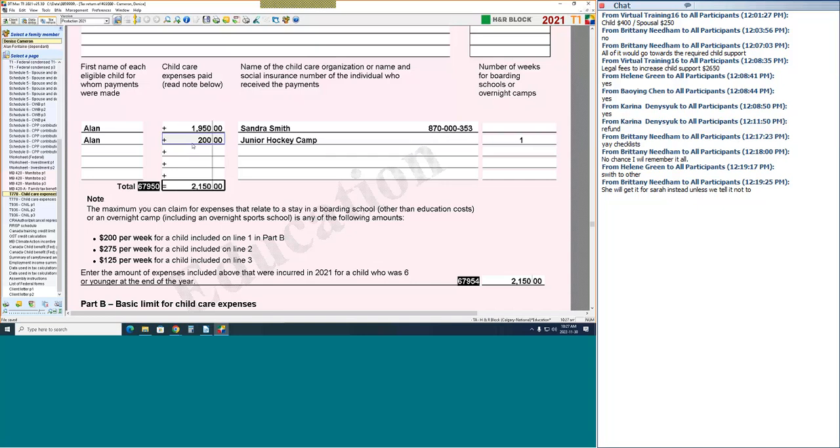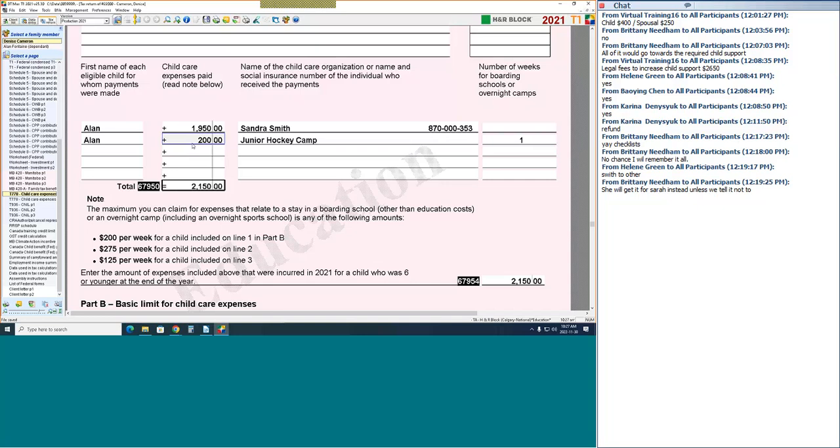So for an overnight camp, a child under the age of 7 is limited to $200 per week. A disabled child is limited to $275 per week, and any other child is limited to $125 per week. The computer will limit it for you.